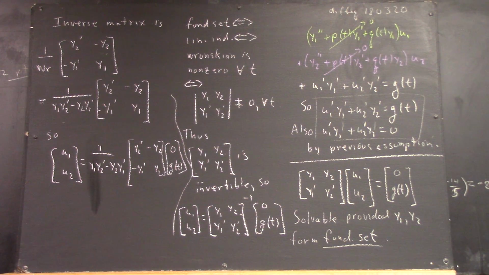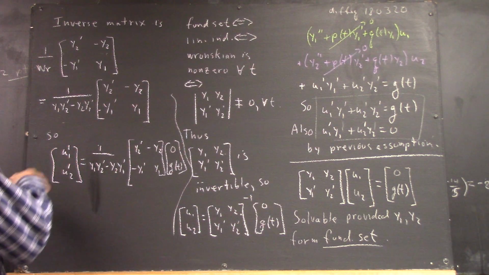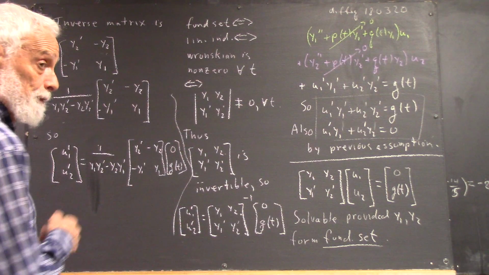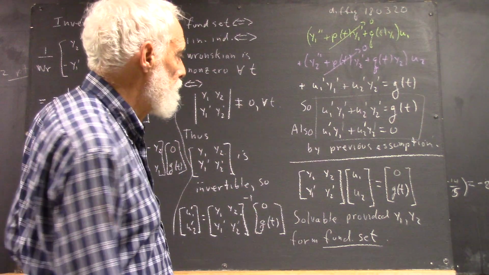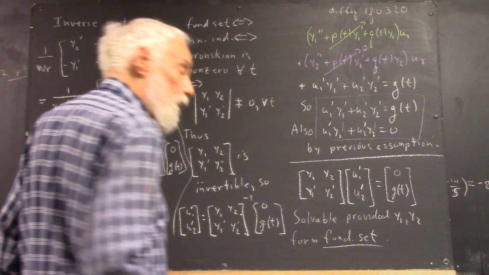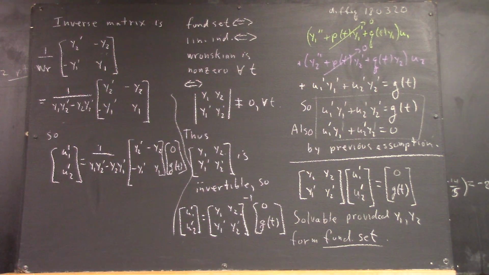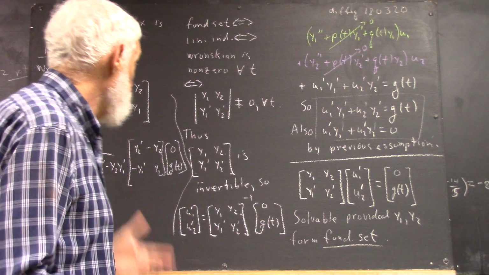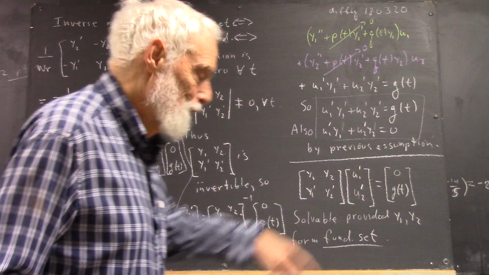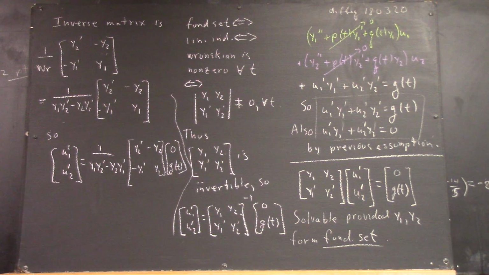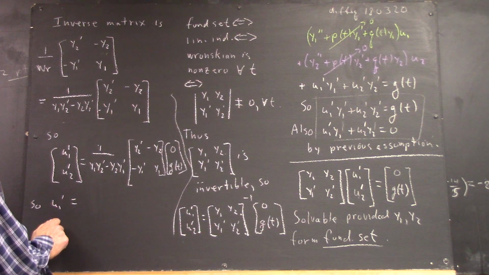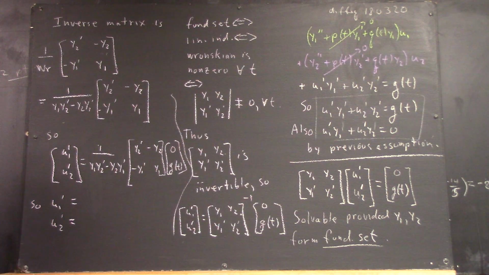Well, that's not u1, u2, it's u1 prime, u2 prime, and this should be u1 prime, u2 prime. Because, of course, our equations are not in u1 and u2, they're in u1 prime and u2 prime. So I wrote those down carelessly, which is getting to be characteristic, but there it is correct. So, u1 prime equals what? u2 prime equals what?